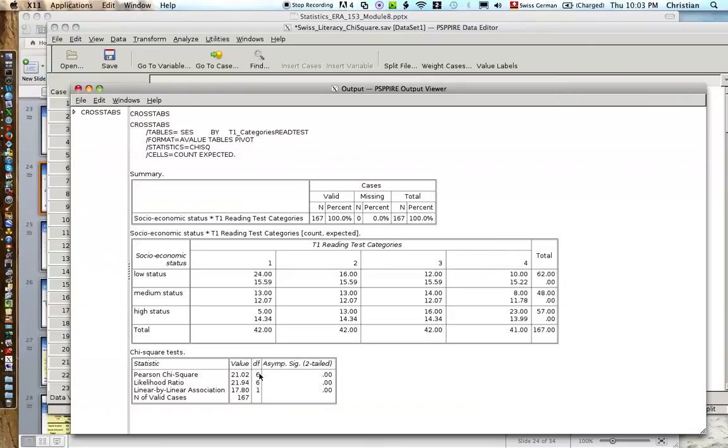And then if we look at our chi-square distribution, that is a highly significant chi-square value. So the observed values are significantly different from the expected values. So we conclude that there is a dependency between those two variables.